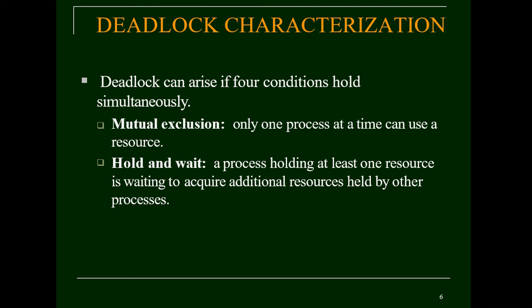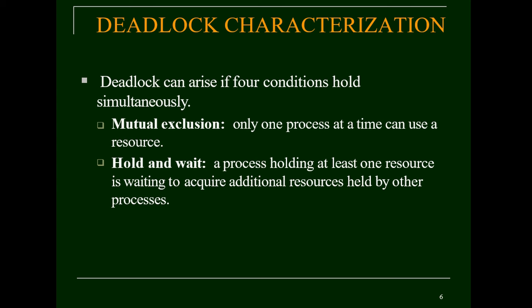So these are the characteristics of the deadlock. The deadlock can arise if four conditions hold simultaneously. The first one is mutual exclusion. In this, only one process at a time can use a resource. So mutual exclusion means that the resource can be used by only one process at a time.